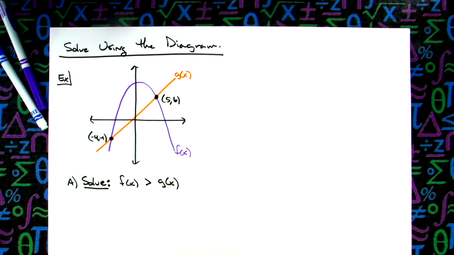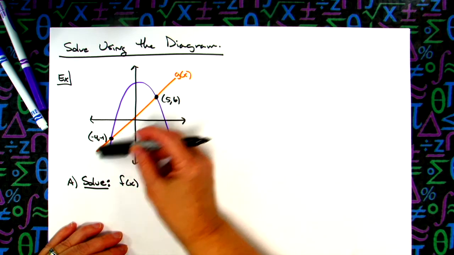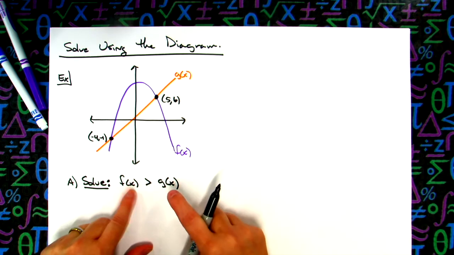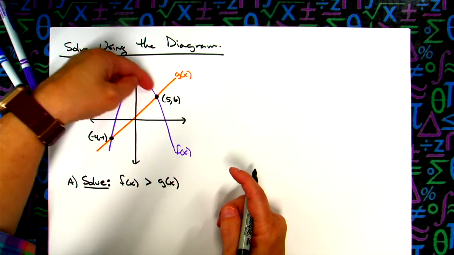Okay, so think of greater meaning above, whereas the f function above the g function. All right, so the f function is in purple. The g function is in orange. So where's the f above g? Well, it would be this section right in here.